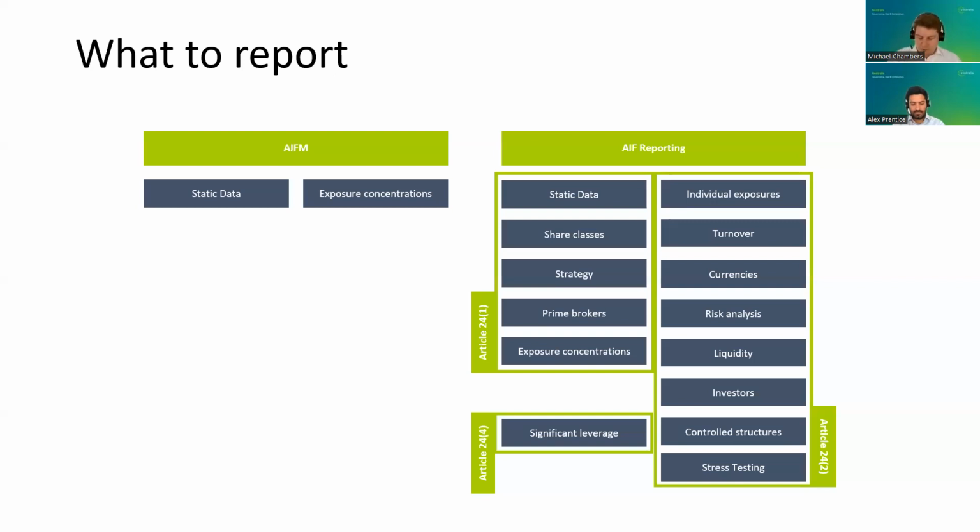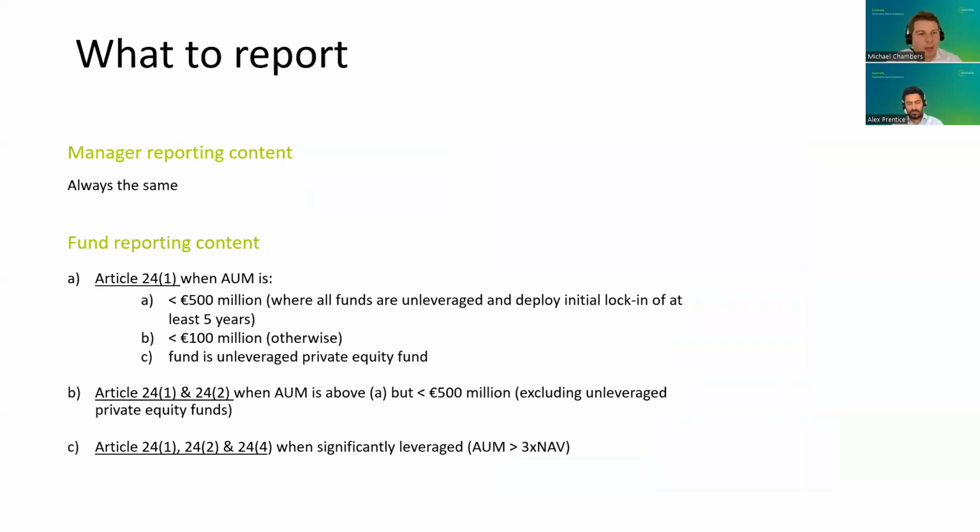So that's the reporting content, what to report. We can then go on to how you determine what the content should be. The good thing is that for managers, the content is always the same, and it's a relatively short 1-page report, so that's quite handy. For funds, there are a number of different criteria, and there's a whole flow diagram that helps firms to determine what the reporting content should be based on the characteristics of their fund.